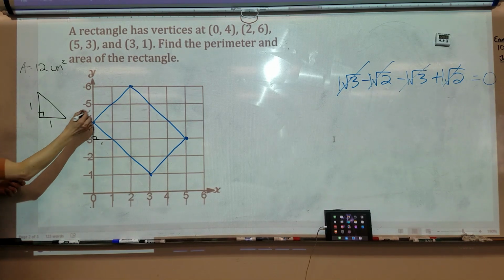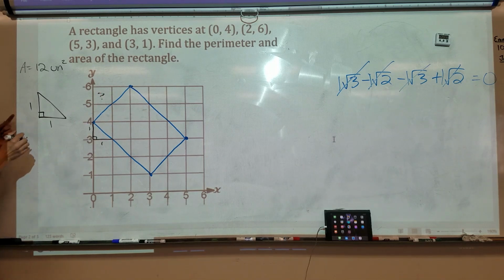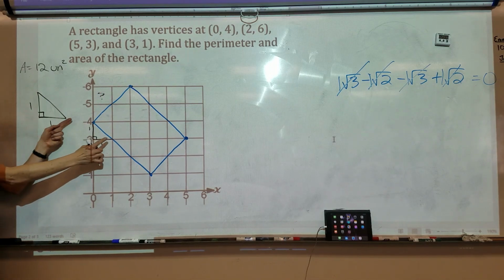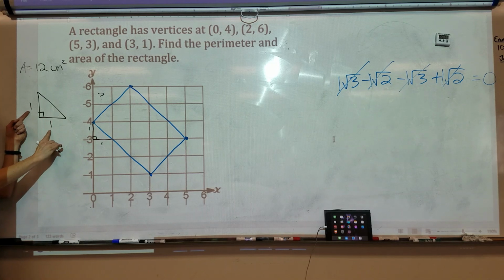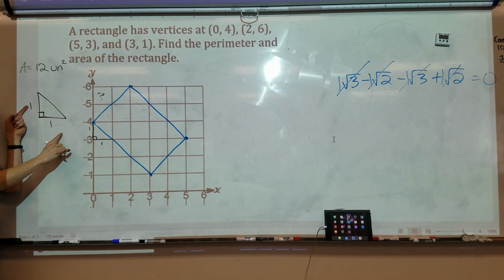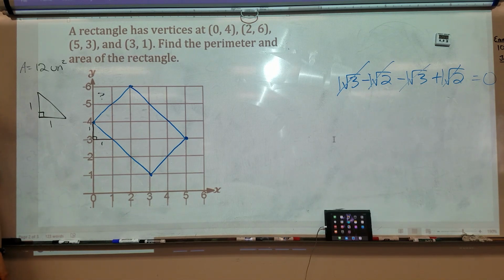Okay. So perimeter, we got to know this length. That's our question. How long is this thing? Well, we're still stuck here. How long is this diagonal piece? It's a right triangle. Both legs are 1. It's a hypotenuse. It's isosceles. Colin? How do you know it's root 2? Because I did math. You did the math.